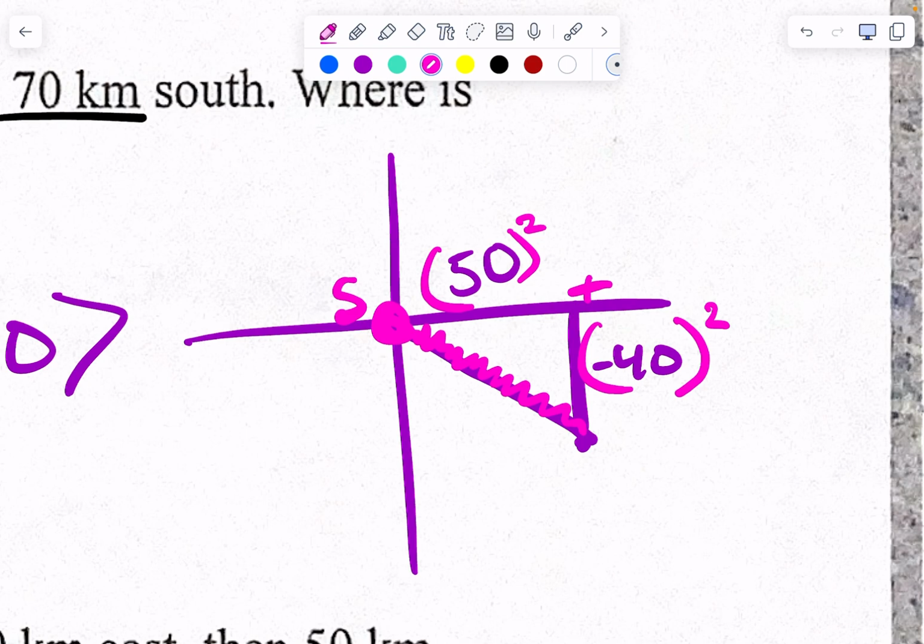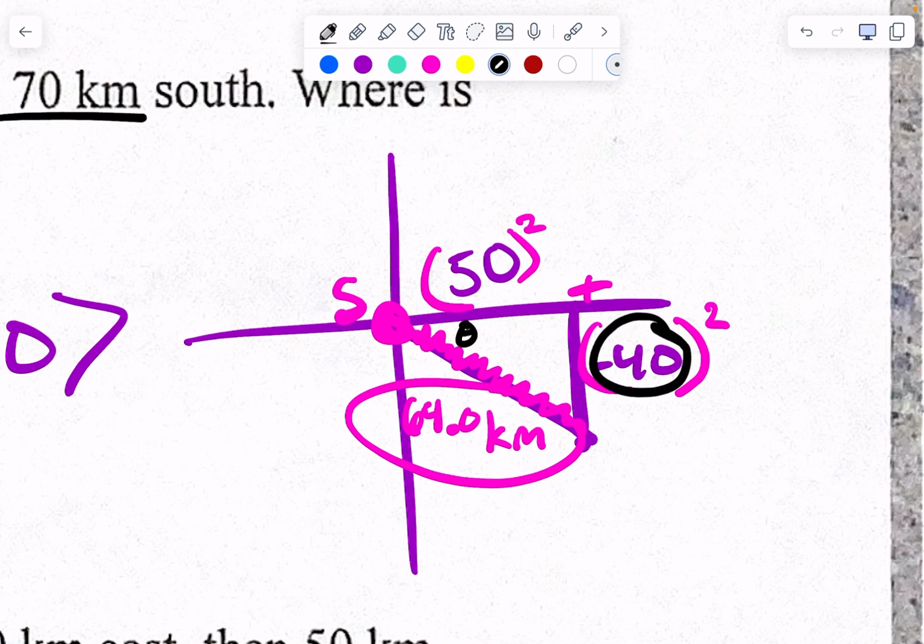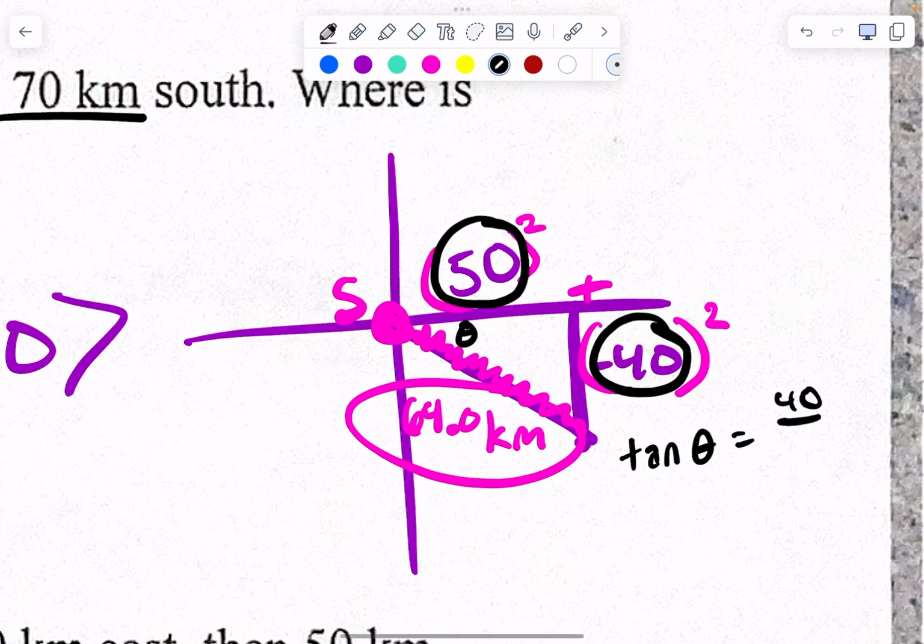How many kilometers is he? 64.0. 64 kilometers. And let's figure out the angle. Here's my angle. Opposite is 40, adjacent is 50. So tangent of theta is 40 over 50, or you could just do 4/5 because that's what it reduces to. Inverse tangent of 4/5, that angle theta is how much?